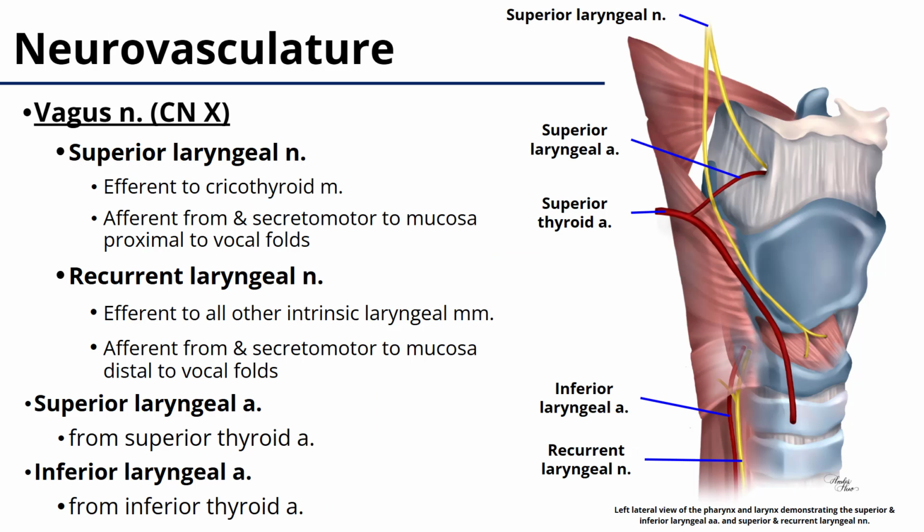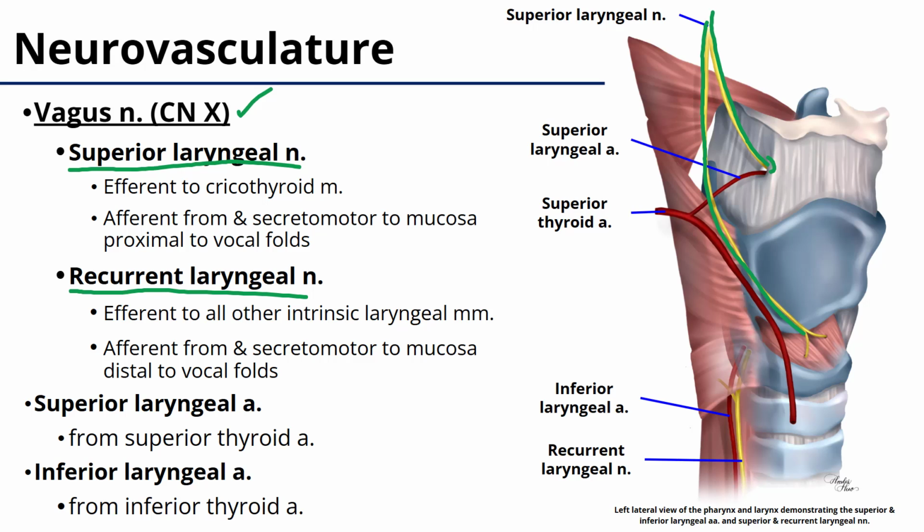Let's take a look at some of the neurovasculature that serves the larynx. In terms of the nerves, it's cranial nerve 10, the vagus all day, and there are two nerves that we want to look at, the superior laryngeal nerve and the recurrent laryngeal nerve. We'll have a set of these on either side. The superior laryngeal nerve branches from the vagus high in the carotid sheath, and it descends, and there's an internal branch that goes through the thyrohyoid membrane, and an external branch that continues down to serve the cricothyroid muscle.